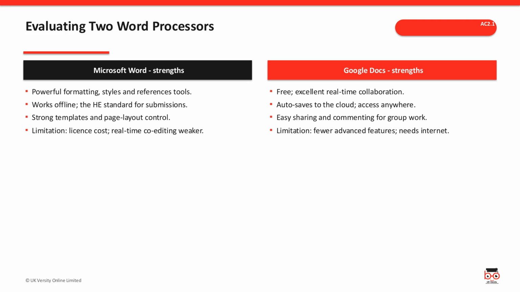Compare two word processors and you see there's rarely one winner. Microsoft Word gives you powerful formatting, styles, and referencing tools, works offline, and is the standard for HE submissions, though the license costs and its live co-editing is weaker. Google Docs is free, brilliant for real-time collaboration and autosaves to the cloud, but has fewer advanced features and needs an internet connection. For a solo, formatted report you'd lean to Word. For a group draft edited together, Docs often wins.